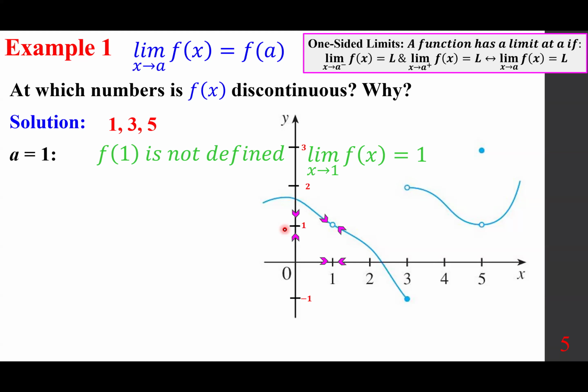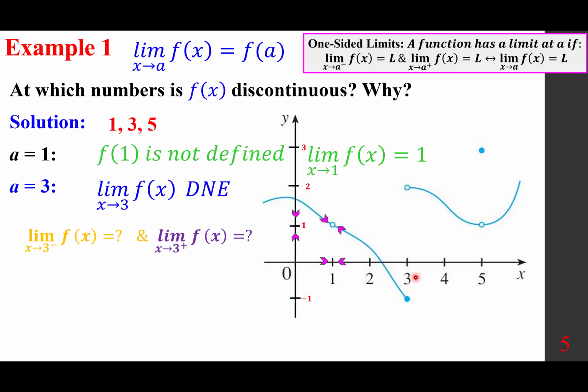Let's look at the next one, number 3. What's going on with number 3? The limit of f of x as x approaches 3 does not exist. Why is that? Well, let's look at the limit of f of x as x approaches 3 from the left and 3 from the right.